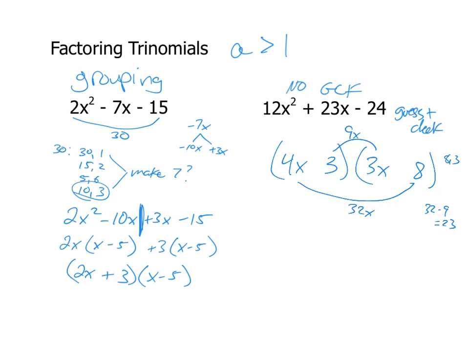Ooh, that was a good guess. So then how do I get it to be a positive 23? Well, I need a positive 32, so there's my positive 8. And I need a negative 3 for a negative 9x. So my answer here is 4x minus 3 times 3x plus 8. Yikes. Challenging factoring. But then again, welcome to Algebra 2.